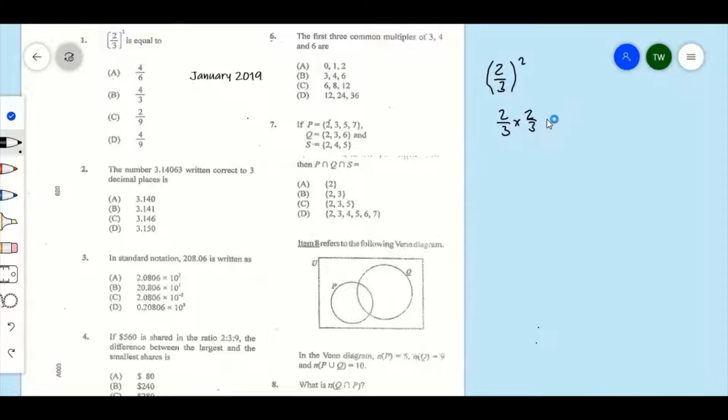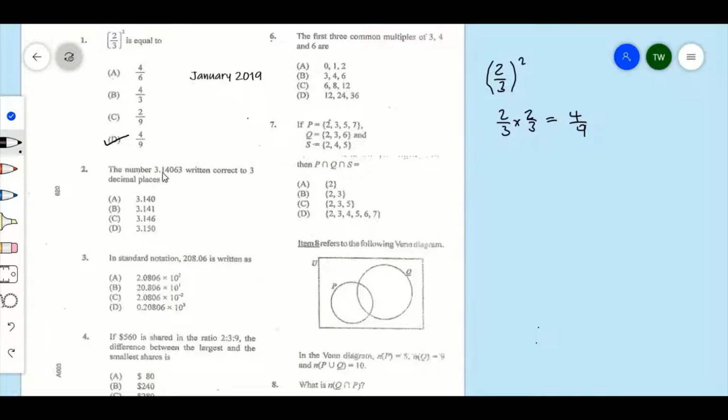And this will give you a final answer of 2 times 2, that's going to be 4, over 3 times 3, that's going to be 9. So your answer is going to be 4 over 9. And in this case, your answer would be D. Now to question number 2.